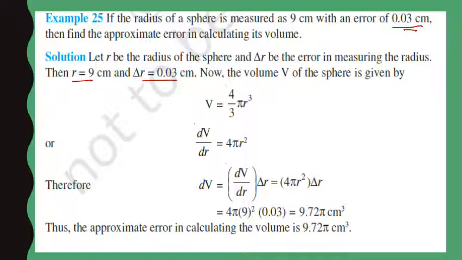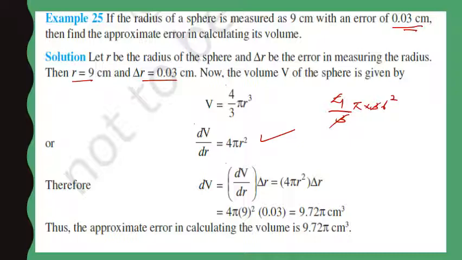Now volume of sphere is 4 by 3 pi r cube. What is dV by dr? 4 by 3 pi into r cube derivative is 3 r squared. So 3 cancel. So what is it? 4 pi r squared. That is dV by dr.